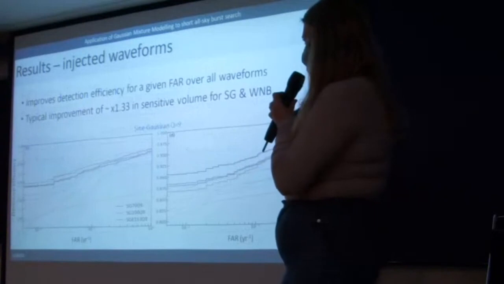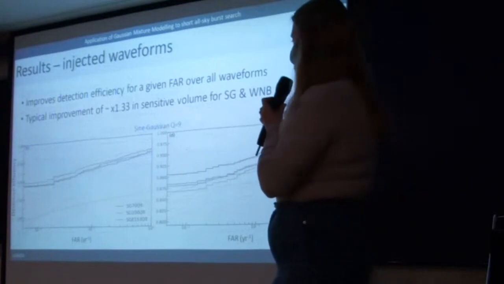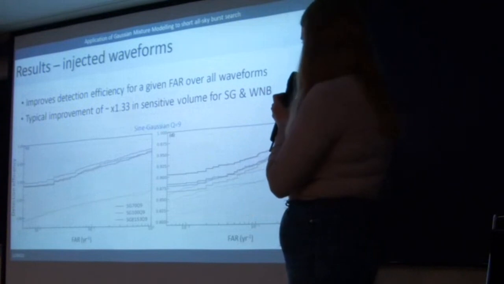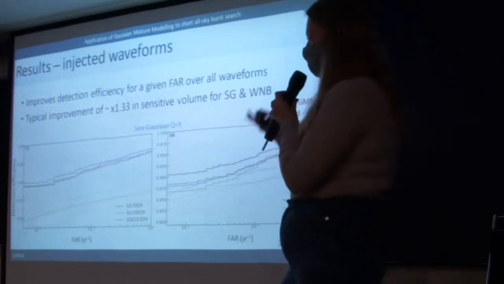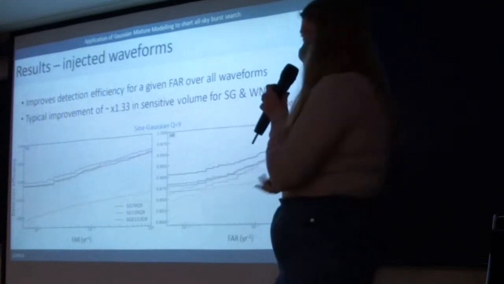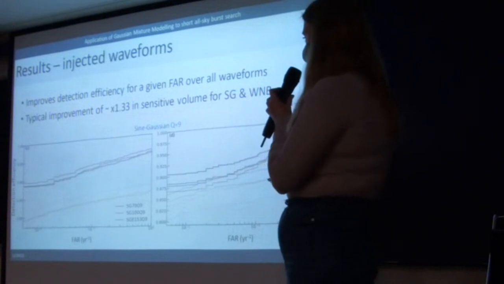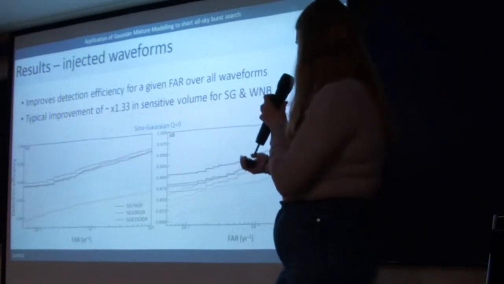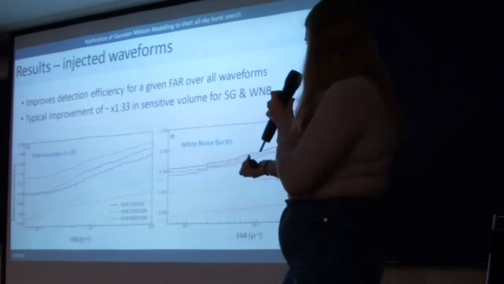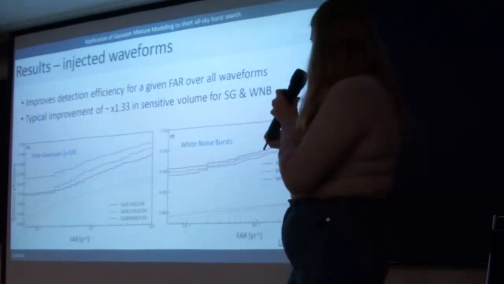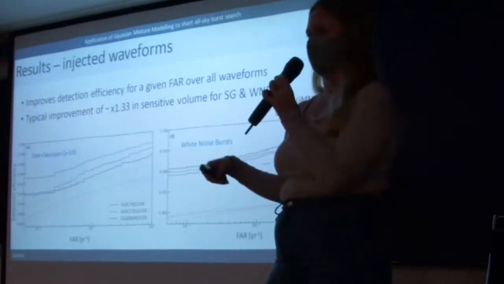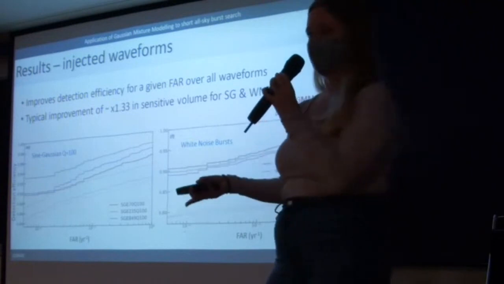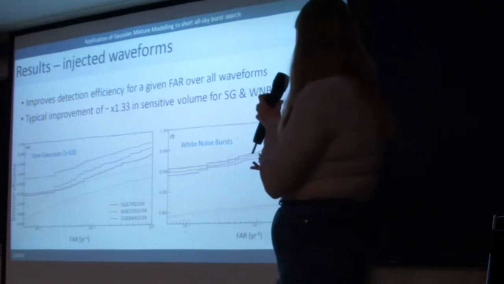I can go on, there's a lot of plots here. For the sine Gaussian and white noise bursts, they pretty much all show the same. There's a slight improvement, not as big as the Gaussian pulse, and a typical improvement of around 1.33 times in the sensitive volume. It's worth noting here that the improvement could be attributed to the removal of the trial factor as well, to some degree.